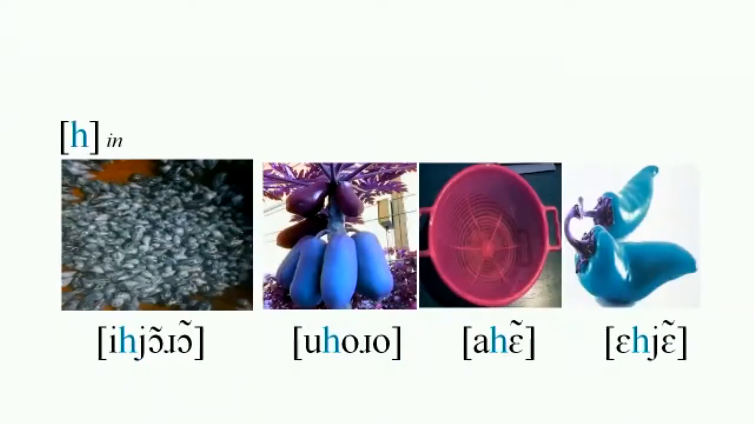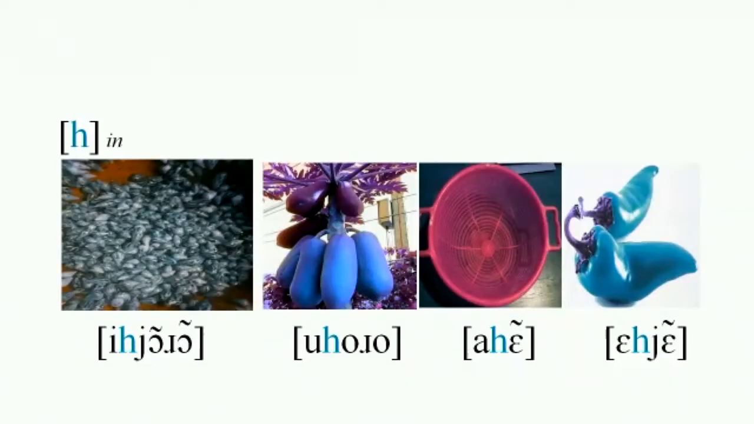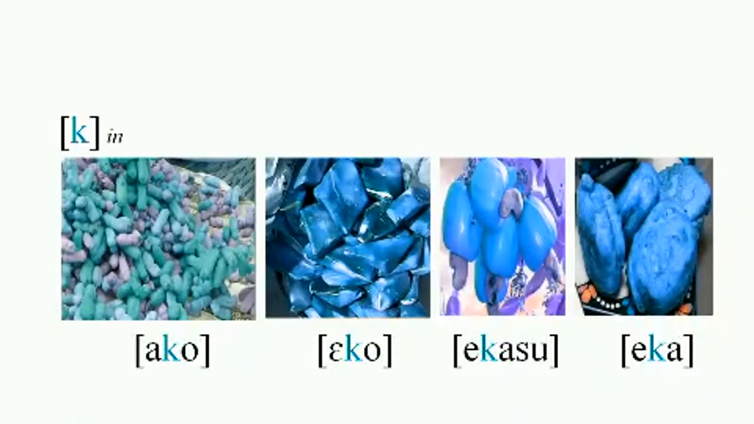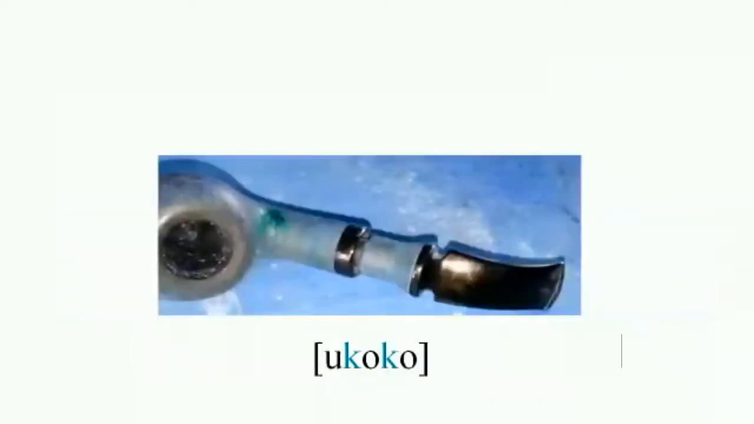And the consonant he in Inyoro, Uho, Ahe, Ehie. The consonant Ki in Ako, Eko, Ekasu, Eka, Ukoko. That is the picture of Ukoko there.